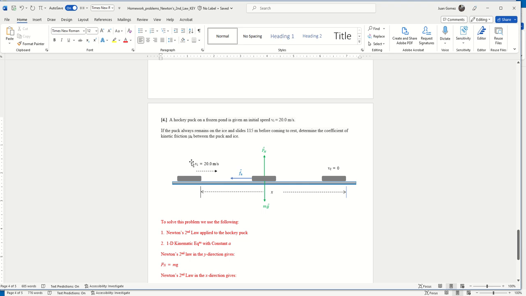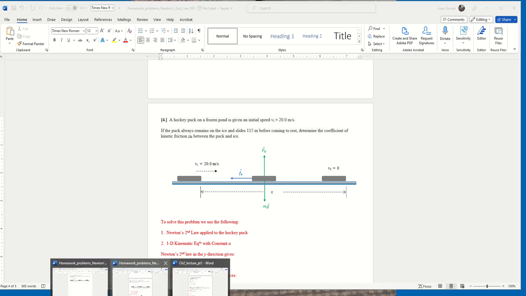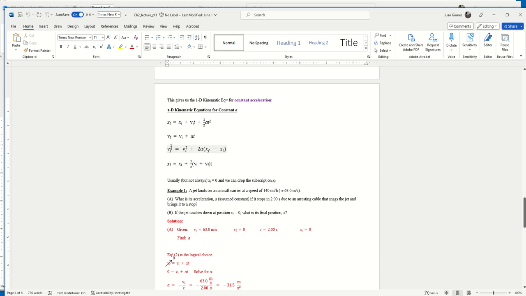Well, I know vi. And because it comes to a stop or comes to rest, I know vf. So I know vi, I know vf, and I know x. I need a, so that tells me right away, kinematic equation 3. In this case, I'm replacing the term in parentheses with x, because I'm setting xi equal to 0. And when we do that, we can just drop the subscript on the x final. So I'm saying v final squared equals v initial squared plus 2ax. I know vi, I know vf, I know x. I just need to get a.